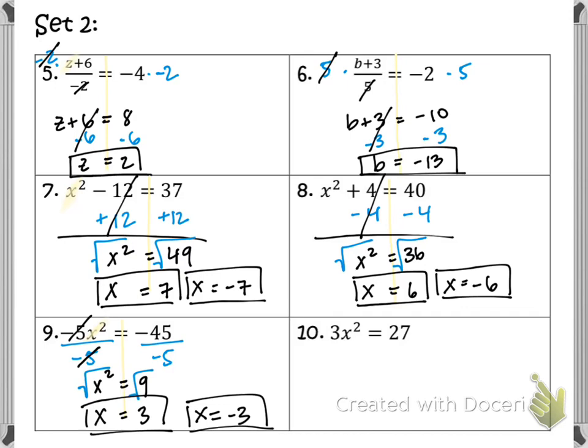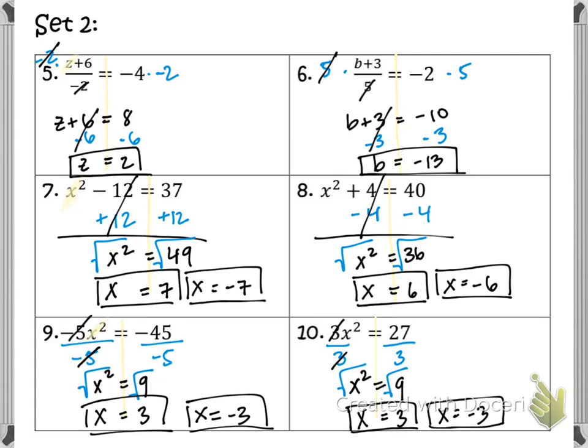So let's go ahead and cancel the 3 in front of the x squared by dividing. And when we divide, we know that the 3's will cancel, leaving us with x squared equals, and then 27 divided by 3 would give us 9. And then just like number 9, we can see the similarity. Take the square root, and x should equal 3. 3 times 3 equals 9, but so does negative 3.